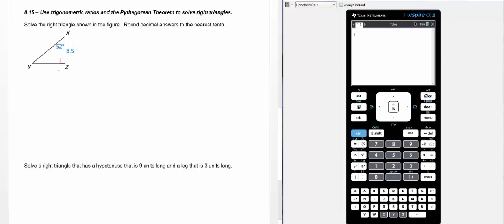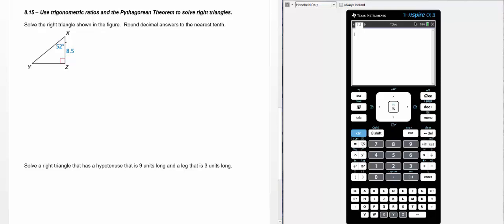To make sure that I've actually solved the right triangle, for all of these problems, I like to draw myself a table that organizes the angles that are in the triangle as well as the side lengths. I'm going to label the side lengths using lowercase letters, and those lowercase letters are going to be the angle they're opposite from.